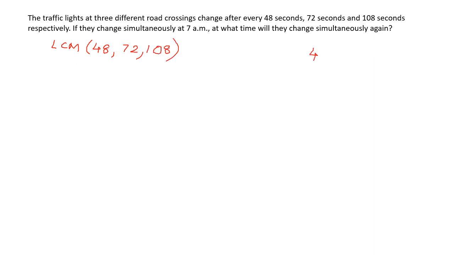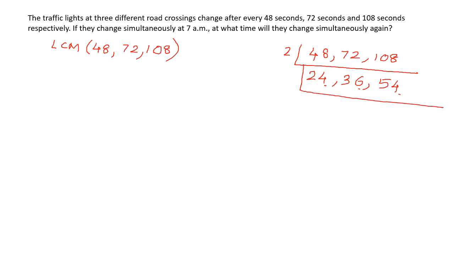It is all in seconds. You need not write seconds here. So 48, 72 and 108. When you take the digits in the units place, they are 8, 2 and 8. So you can divide easily using 2. So you get 24, 36 and 54. Again you have the digits 4, 6 and 2. So we can divide again using 2.